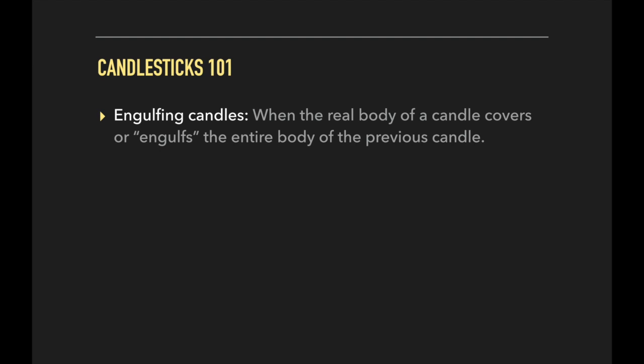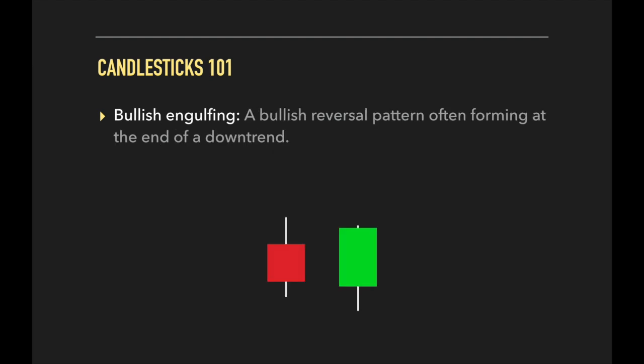So the last type of candles that I want to go over in this video are what are known as engulfing candles. An engulfing candle happens when the real body of a candle covers or engulfs the entire real body of the previous candle. And there are two types of these engulfing candles. The first of them is what are known as bullish engulfing candles, and this is going to be a bullish reversal pattern, often forming at the end of a downtrend.